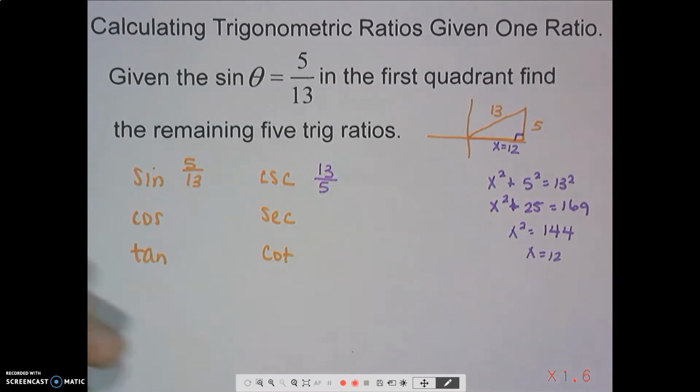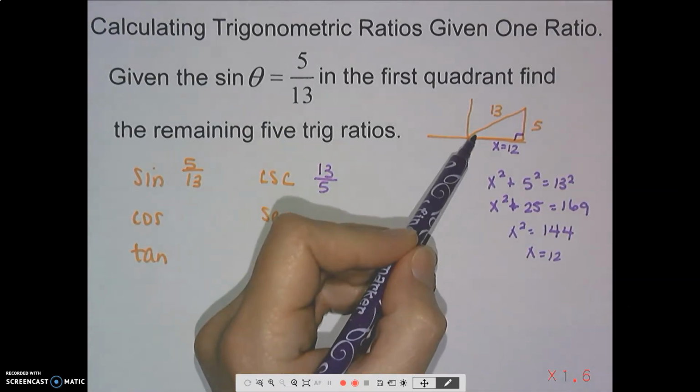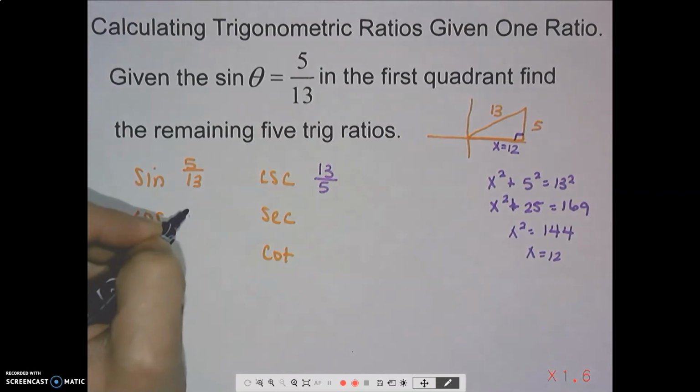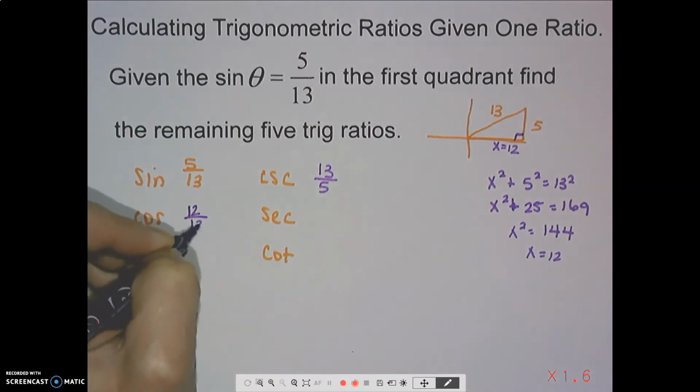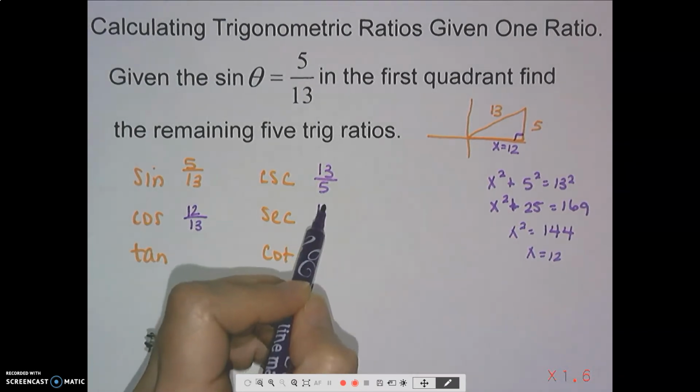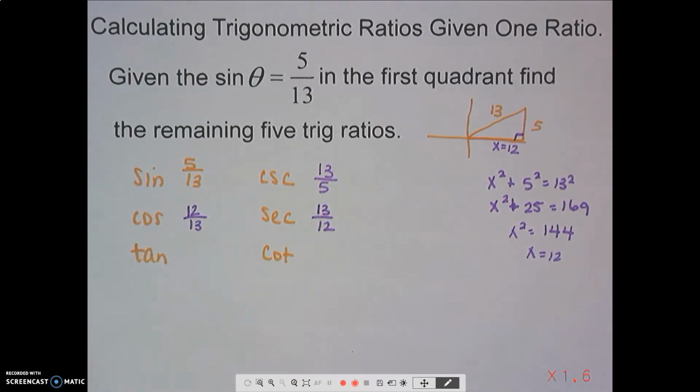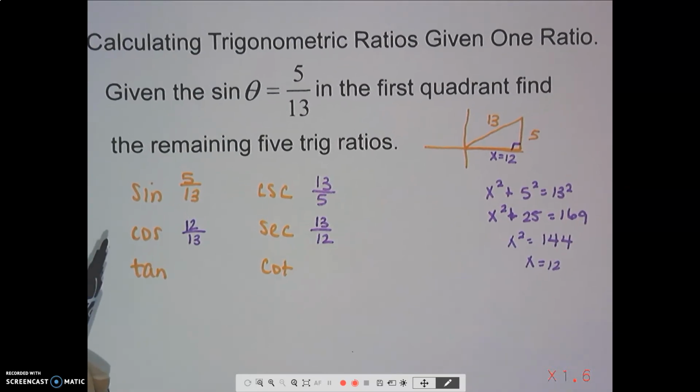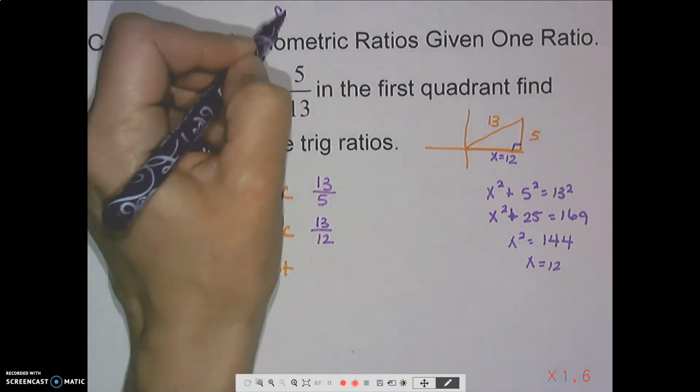Now the cosine, we're coming from this angle here. The cosine is 12 over 13 because it's adjacent over hypotenuse, which means that for secant, we're going to flip that to be 13 over 12. And then tangent is opposite over adjacent. So this is going back and using your SOHCAHTOA stuff. I'm going to write that up here at the top.